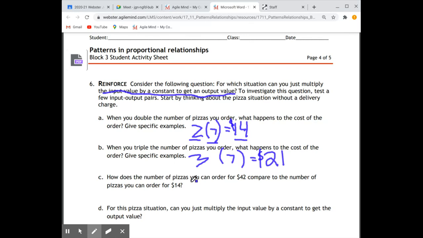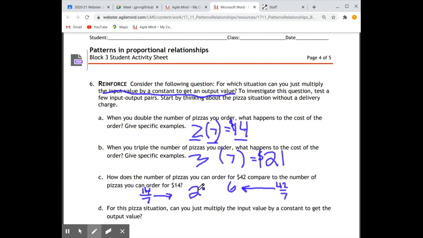All right, it says, how does the number of pizzas you can order for 42 compare to the number of pizzas you can order for 14? So we know that we can get how many pizzas for 14? 2 pizzas. All right. And how many pizzas could we get for 42? Oh, 6. Good. How are you getting that answer? Multiplying. I'm dividing 42 by 7. Correct. 42 by 7 gives you this. And 14 divided by 7 gives you 2.